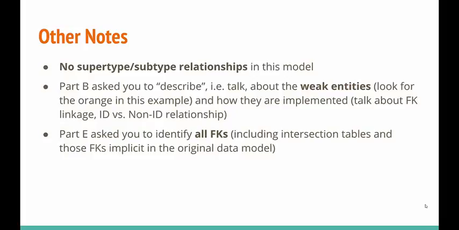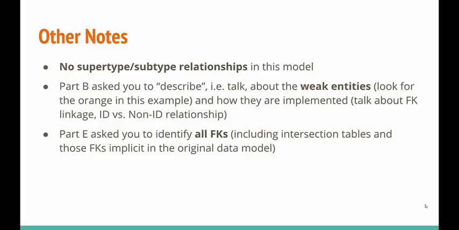Some other notes that popped up. In this particular model, there were no supertype or subtype relationships. There were none in the original data model, and really there were none to be implied. Part B of your assignment asks you to describe or talk about the weak entities. Using the textbook's coloring scheme, what you'd want to look for in the original data model are the orange entities, specifically log and scheduled maintenance.